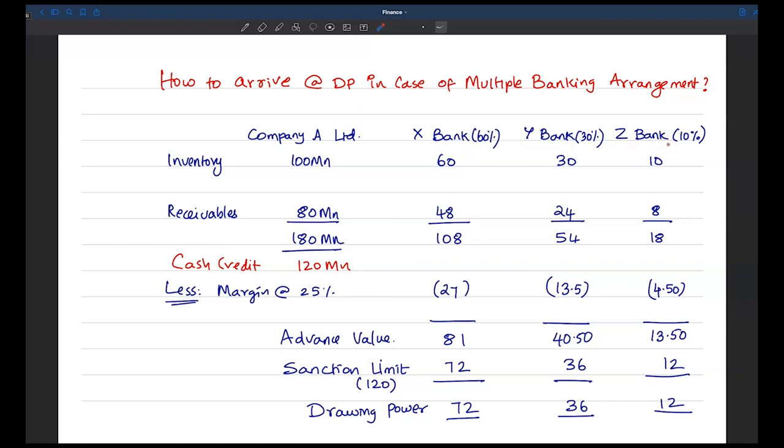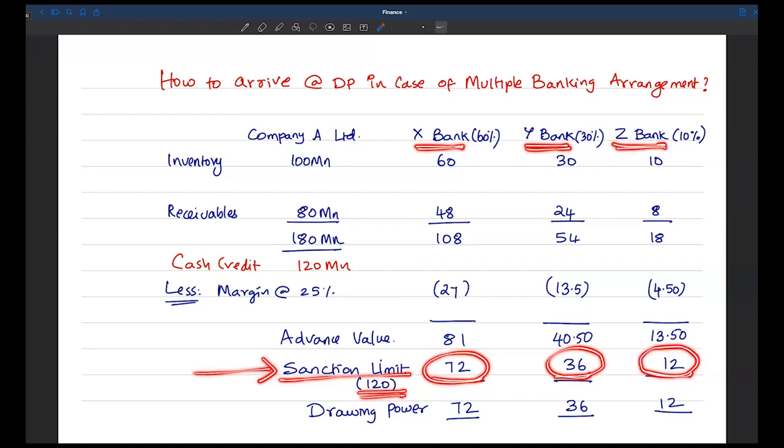Now the question is, how do we arrive at the drawing power to disburse this 120 million or to manage this 120 million? At first we have to see in what proportion this 120 million is distributed by these three banks. So let's see the breakup. So that is given here. Sanction limit 120 million. Bank X has given 72 million. Bank Y has given 36 million. Bank Z has given 12 million.